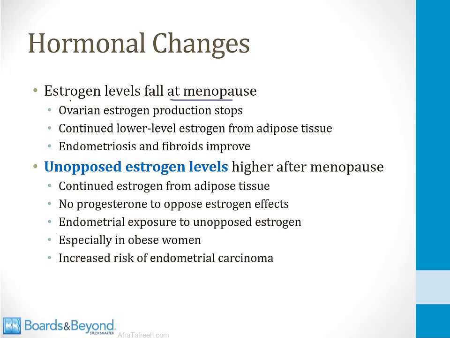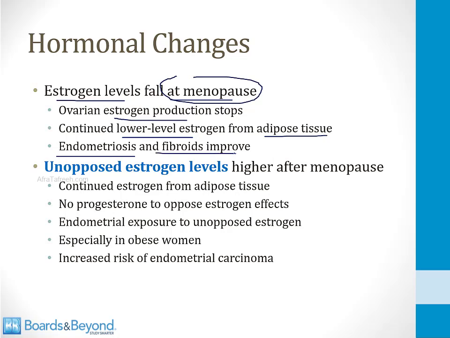When menopause occurs, estrogen levels fall because the ovaries eventually stop producing estrogen. There is still some estrogen in the body, however. There's continued lower level estrogen that's produced by adipose tissue. So although estrogen levels fall, they don't go to zero. And because estrogen levels fall at menopause, conditions that are estrogen sensitive like endometriosis and uterine fibroids usually improve and even go away entirely. You should know, however, that after menopause, unopposed estrogen levels are higher, and it's very high yield to understand this fact.